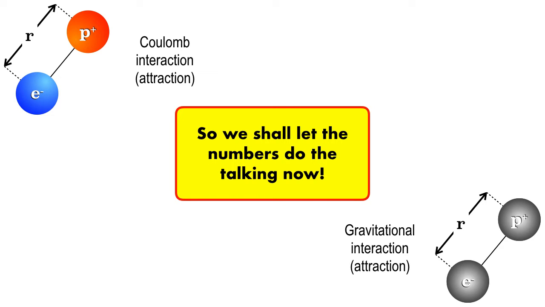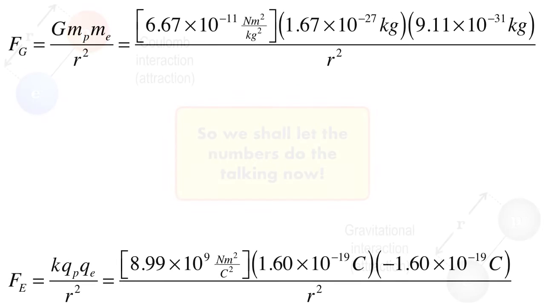I'm going to write down G M1 M2 over R squared, and then K Q1 Q2 over R squared. Here we go. There they are. So G, mass of the proton, mass of the electron, over R squared. And I didn't put in the Bohr radius there. I just put R. But whatever the radius is, if they're 2 miles away, this is going to be the force if you have 2 miles down there in the denominator.